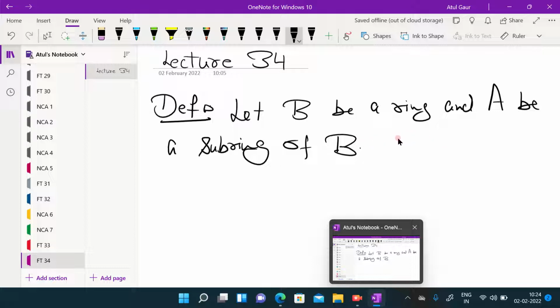So when I'm saying subring, I mean A is a ring under the same operations as that of B, and besides this, A will have the same multiplicative identity. Okay, so then A is said to be inert in B.